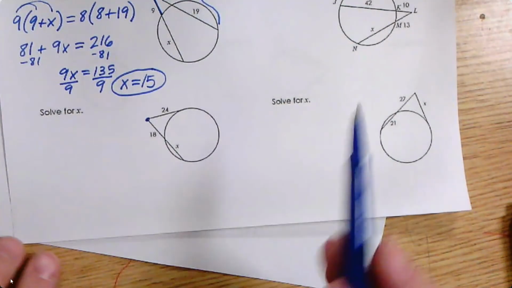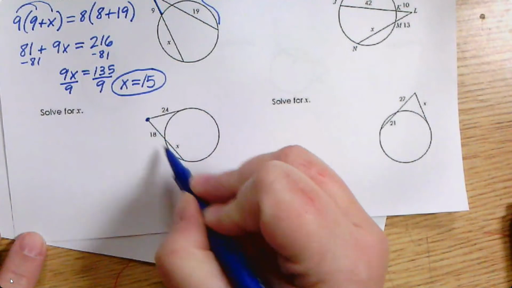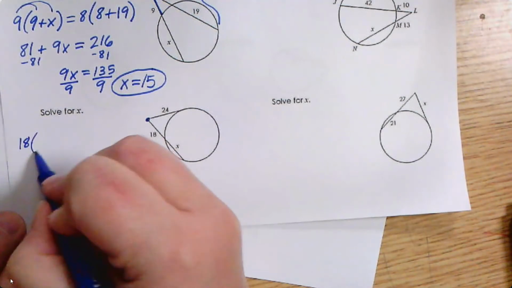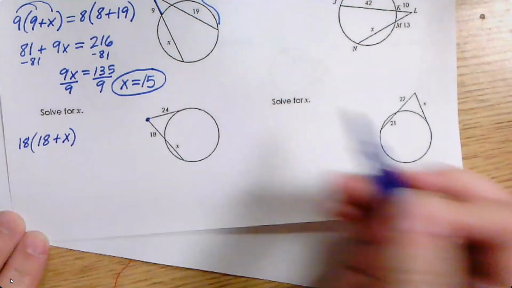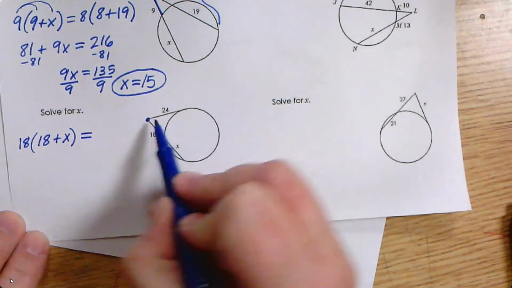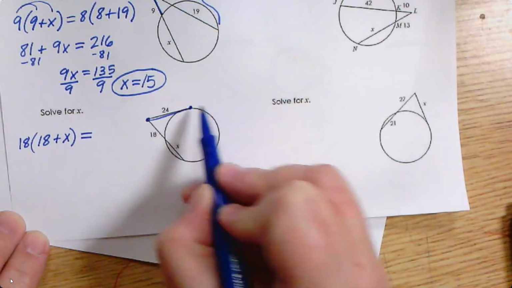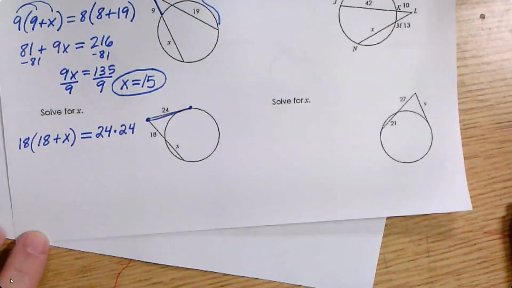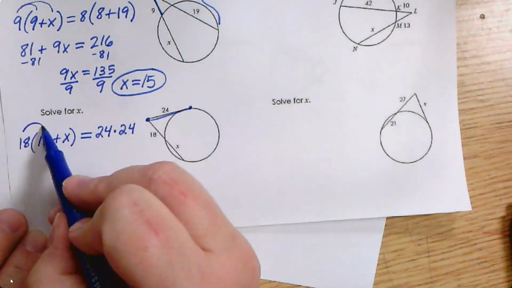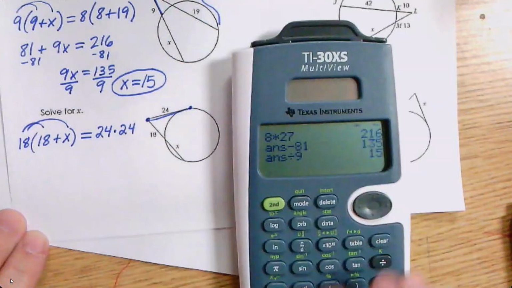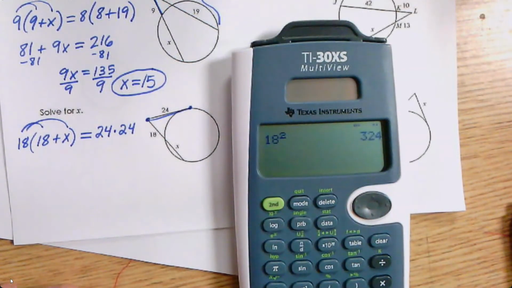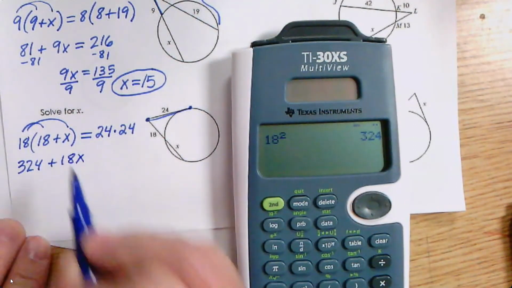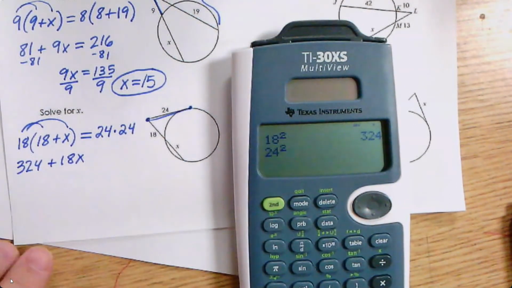Okay, so here, let's look at this segment first. The outer part is 18. The whole thing is 18 plus x, not 18x, 18 plus x. And we will have to distribute there. On the other segment, the outer part is the whole thing. There's 24, so outer part times whole thing becomes just 24 times 24. So I'm going to distribute here. 18 times 18. Let's see what I get. 18 squared is 324. 18 times x is 18x. 24 squared on the other side is 576.